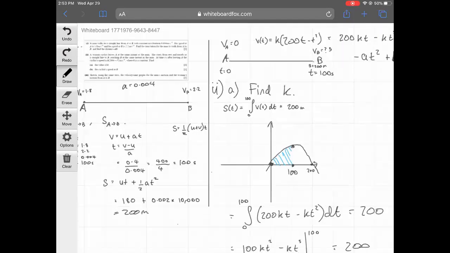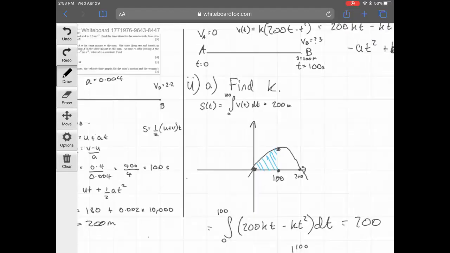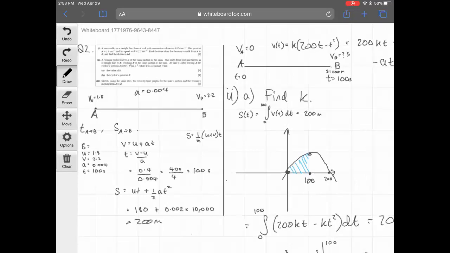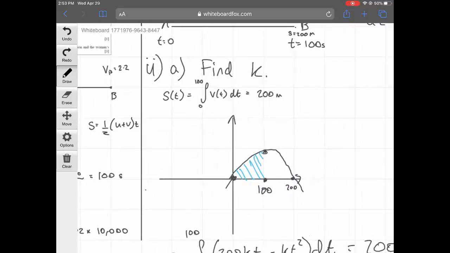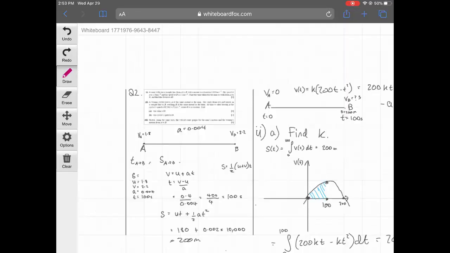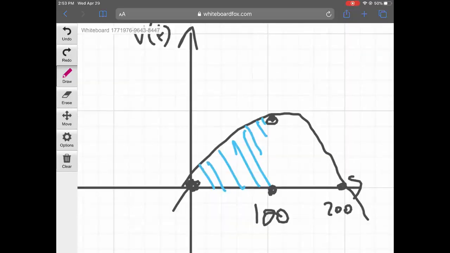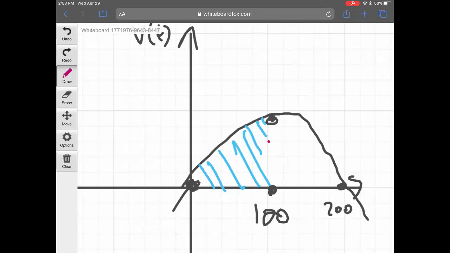So the man's motion, he had a constant acceleration of 0.004. Her final speed was 3. So this is v of t. The woman's is in black. Let's do the man's in red. And what was the man's final velocity? It was 2.2. So if that's 3, I'm going to say 2.2 somewhere around about here. I'm doing this very quickly because we don't have much time, but it would look something like that.